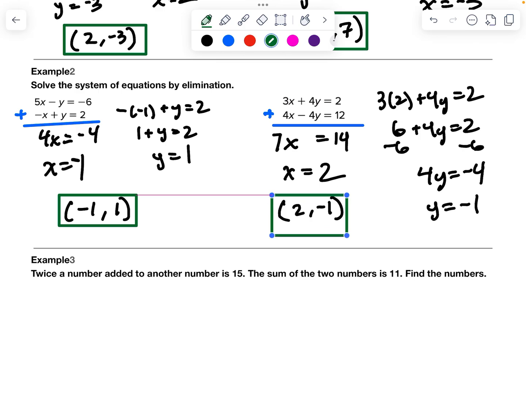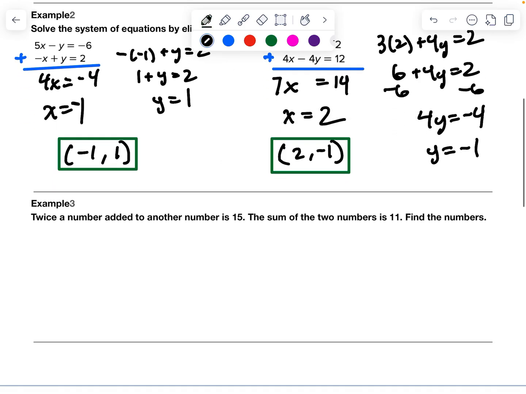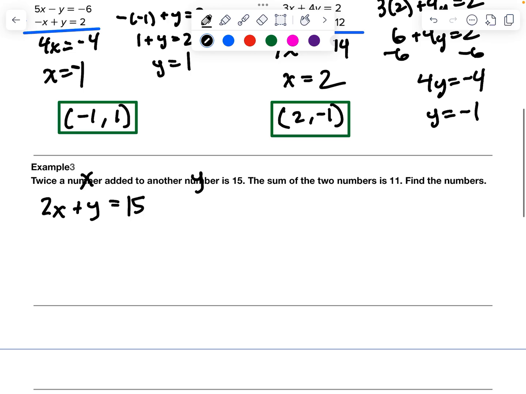All right, let's do a quick word problem. This word problem is going to be so quick and simple with elimination. Twice a number, I'm going to make that number x, and another number, I'm going to make that y, is 15. The sum of the two numbers, x and y, is 11. So the sum of a number added to another number is 15. The sum of two numbers is 11.